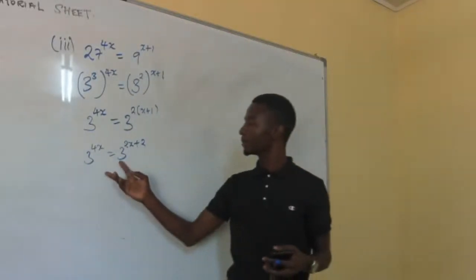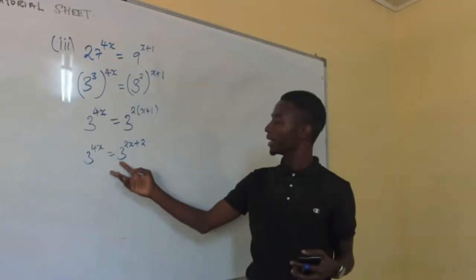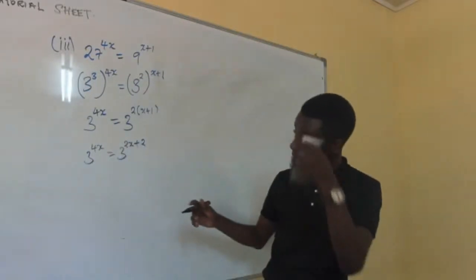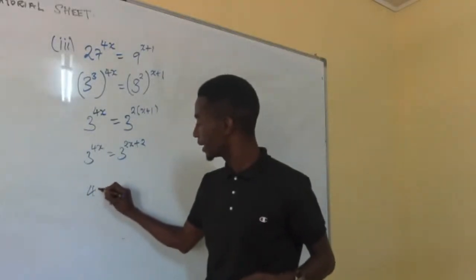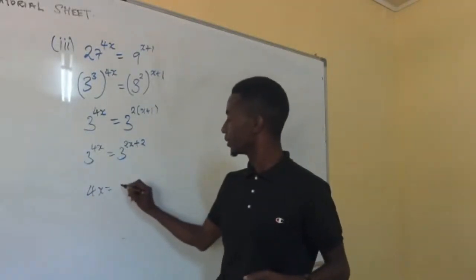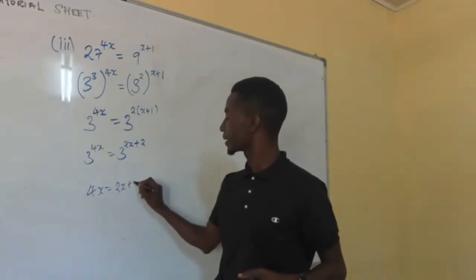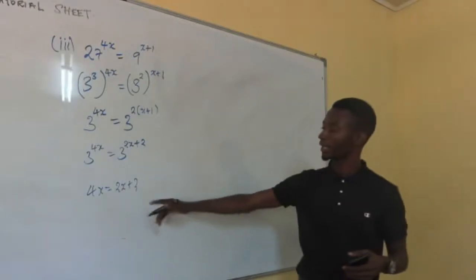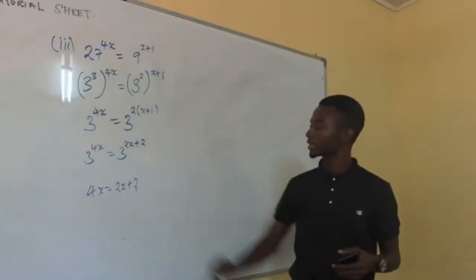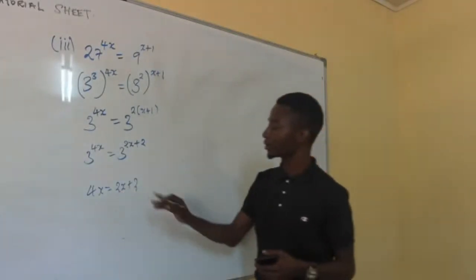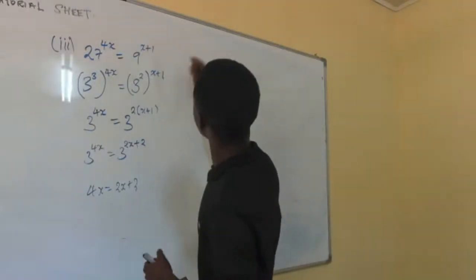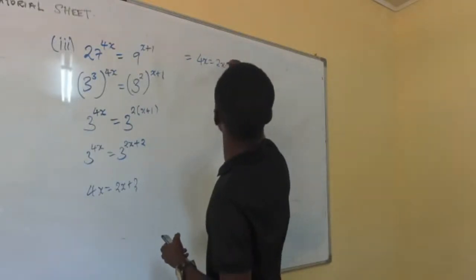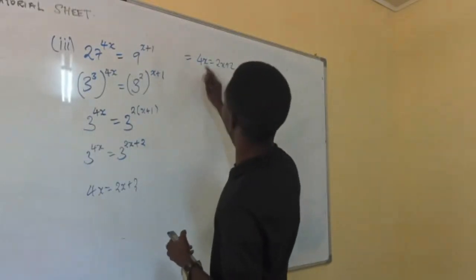Now since we have the same bases, we now have to equate the exponents. So equating the exponents, we get 4x equal to 2x plus 2. So now let's solve for x. 4x equal to 2x plus 2.